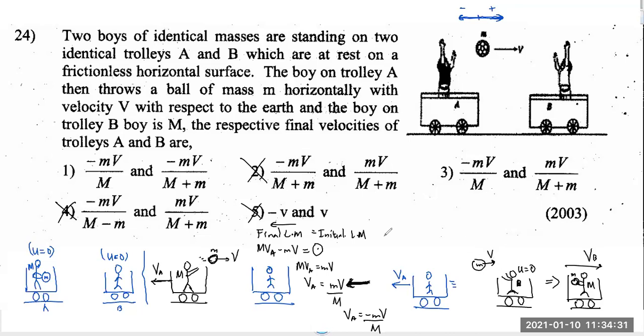All right, let's finish this off. So what should we do now? Final linear momentum towards right should be equal to initial linear momentum towards right. Everything is moving to the right. That's why I'm considering that.